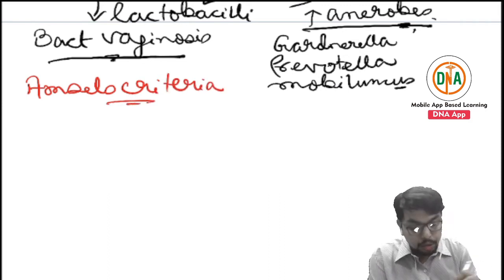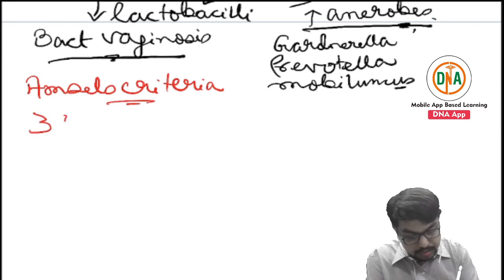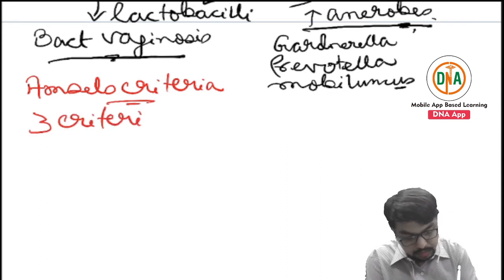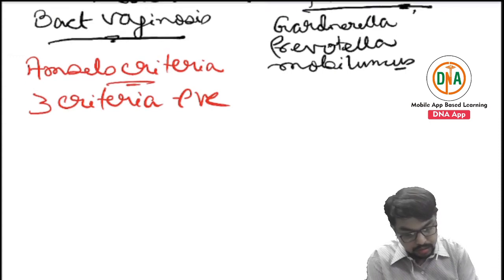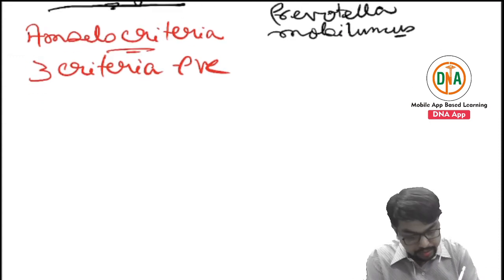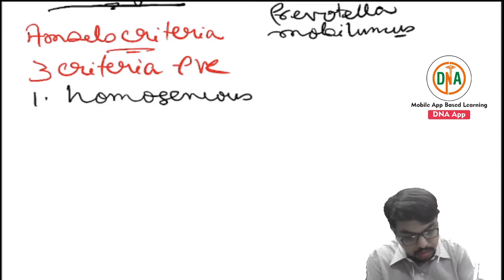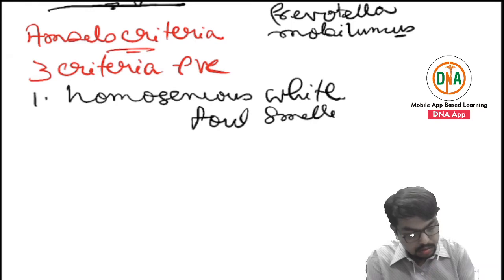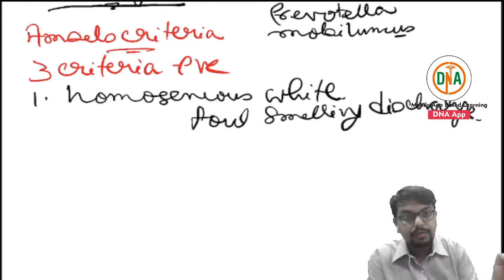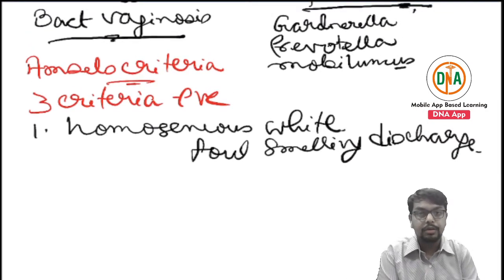Okay, out of four, three criteria must be positive out of the four criteria. What are the criteria? Number one, the discharge must be homogeneous, white, adherent, foul smelling discharge. This is the nature of the vaginal discharge in bacterial vaginosis.